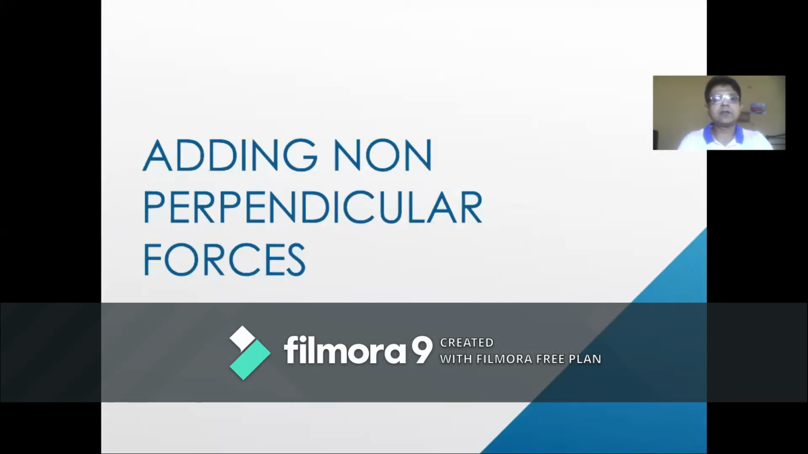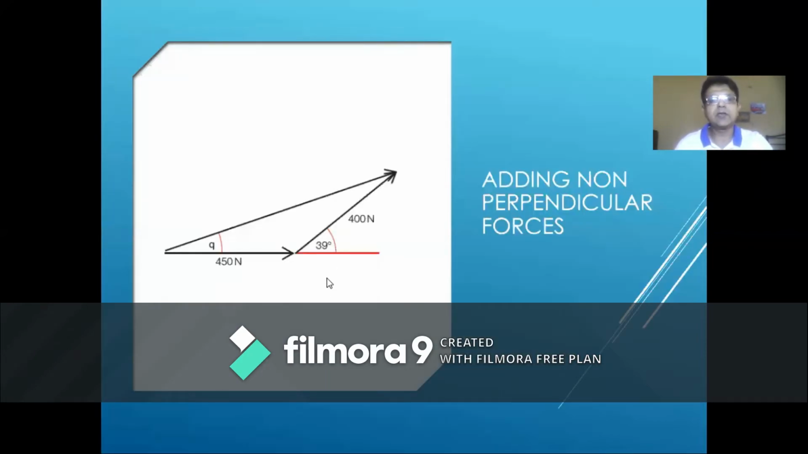When the forces are not perpendicular to each other, then what will we do? Here I have a case: one force is F1, which is 450 Newton, and another force is F2, which is 400 Newtons. F2 is acting at 39 degrees with the x-axis, making this angle. How can we find its resultant force? Here we will use a different approach.